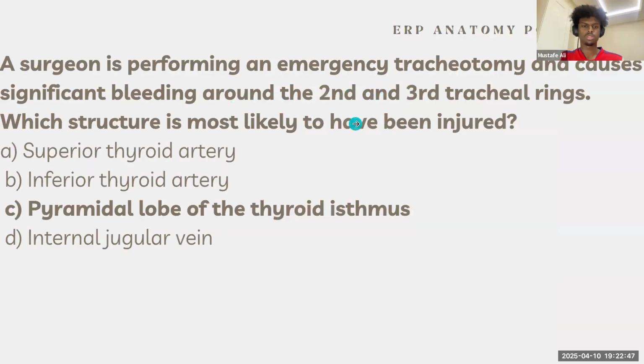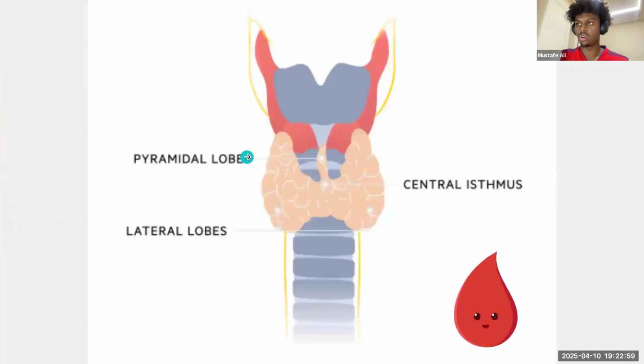Now, it's understandable that you guys would mistake it and choose A or B because they're arteries, right? And they would lead to a bunch of bleeding. But the superior thyroid artery supplies the upper lobe of the thyroid gland, or this lobe right here, whilst the inferior thyroid artery supplies the lower pole of the thyroid gland. And they are present at different levels.